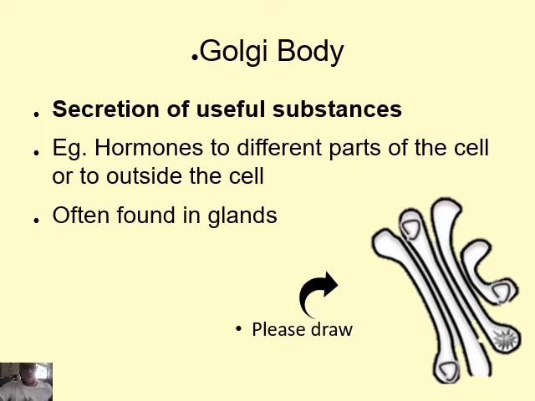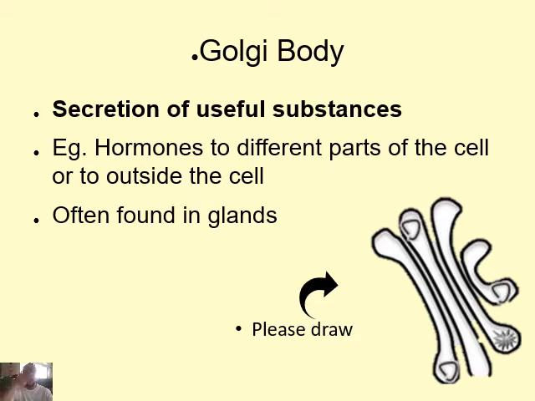They secrete the secretion of useful substances. So what happens is the nucleus creates the RNA. The protein is made in the endoplasmic reticulum. It is then moved from the endoplasmic reticulum to the Golgi body, where the proteins are folded and fixed up, and then from there it is pushed out of the cell.